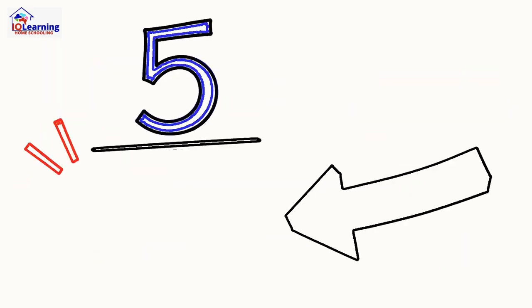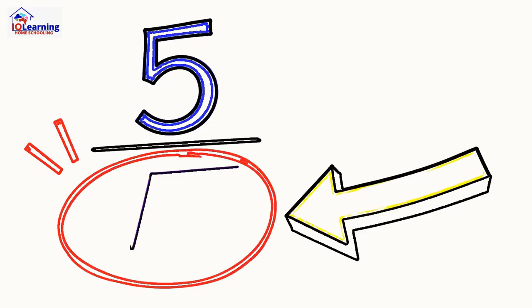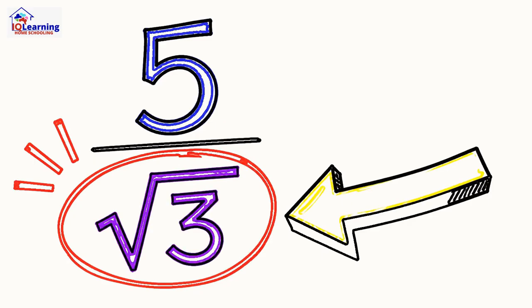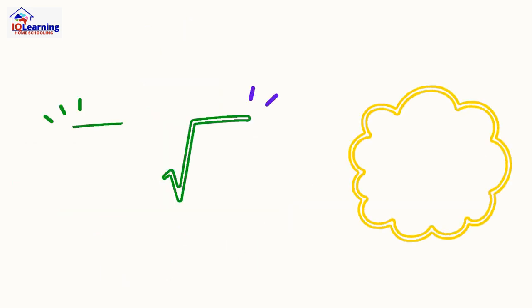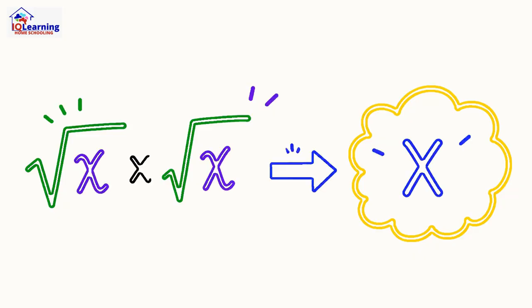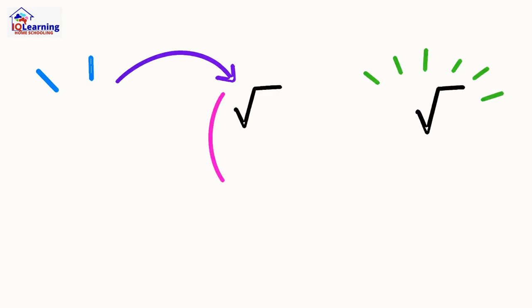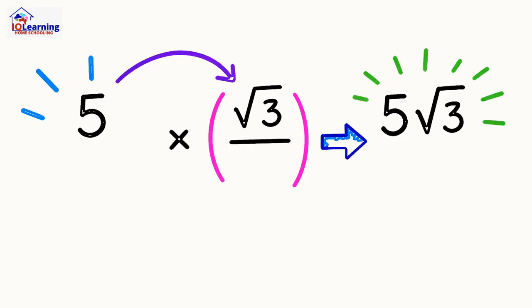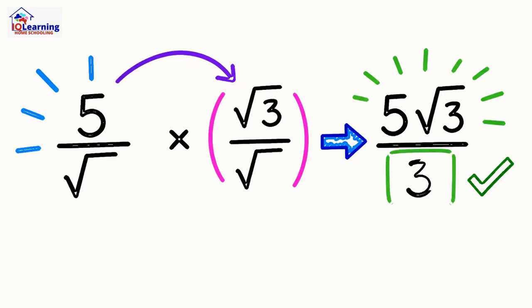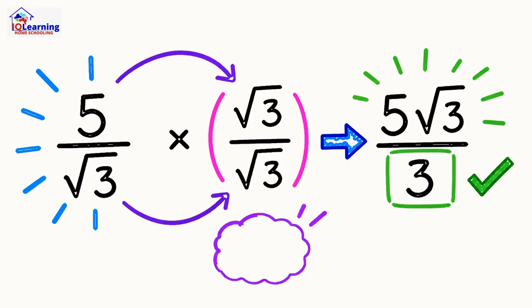Let's take a simple case. 5 divided by the square root of 3. The problem is the root 3 on the bottom. To fix it, we use a key rule. A square root multiplied by itself becomes a whole number. So we multiply the denominator by root 3. But to keep the fraction's value the same, we must also multiply the numerator by root 3. We're essentially multiplying by root 3 over root 3, which is just a clever form of 1. The numerator becomes 5 root 3, and the denominator becomes a clean, rational 3.